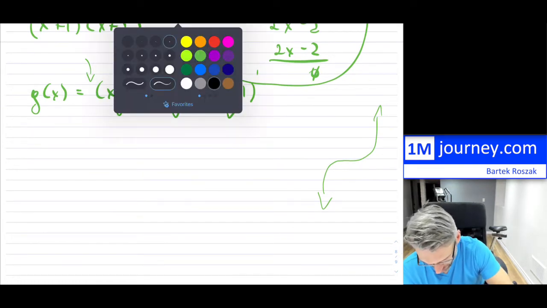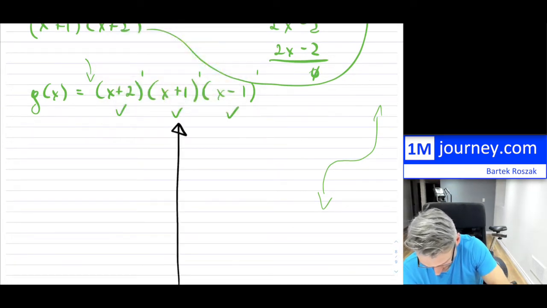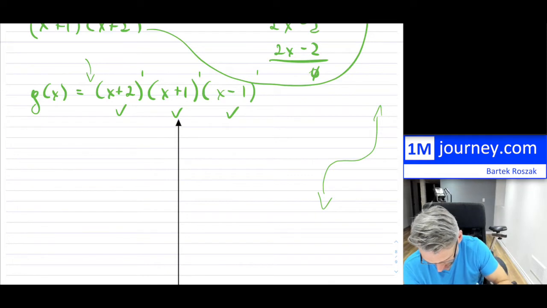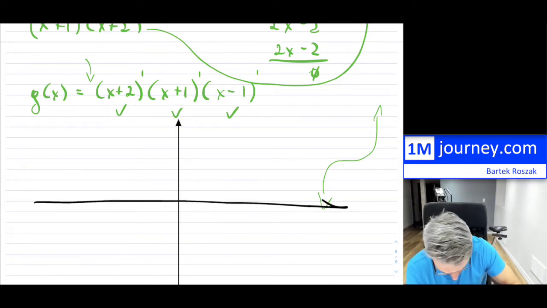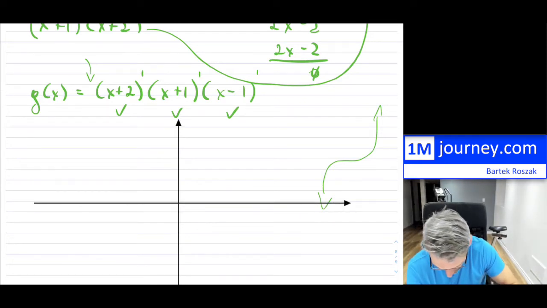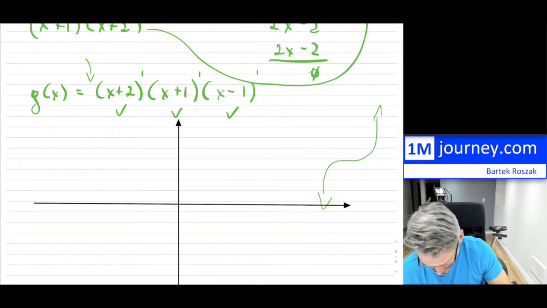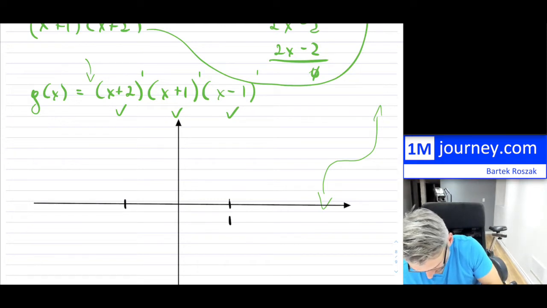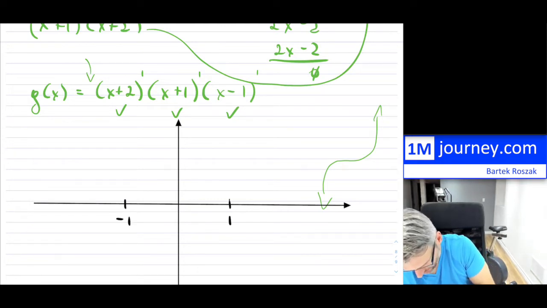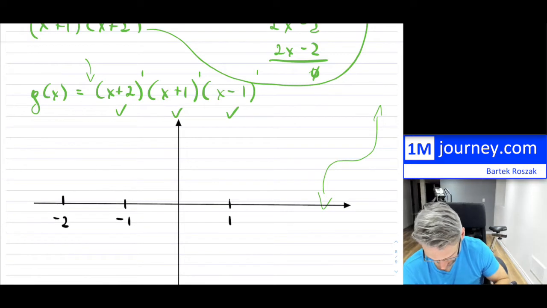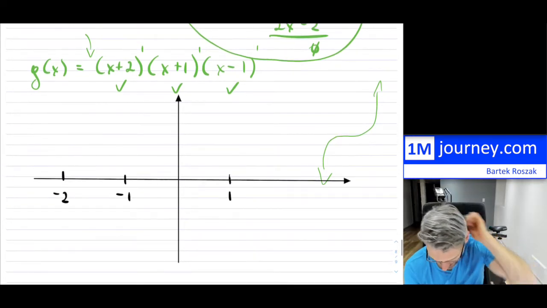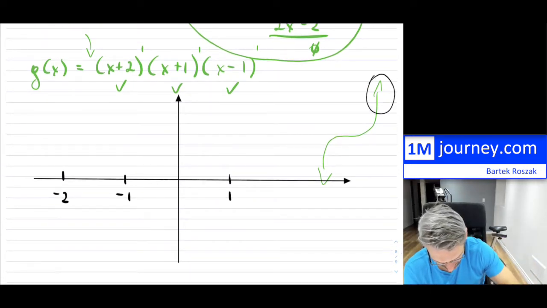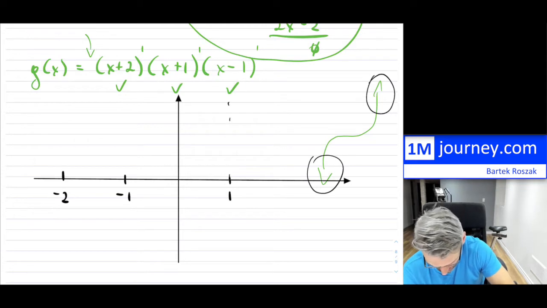So this brings us back to these sketches and then how they look. So I'm going to try my best here. Okay, so we have a zero at 1. We have a zero at -1. We have a zero at -2. Okay. And now it looks like this on the ends, right? So right here.